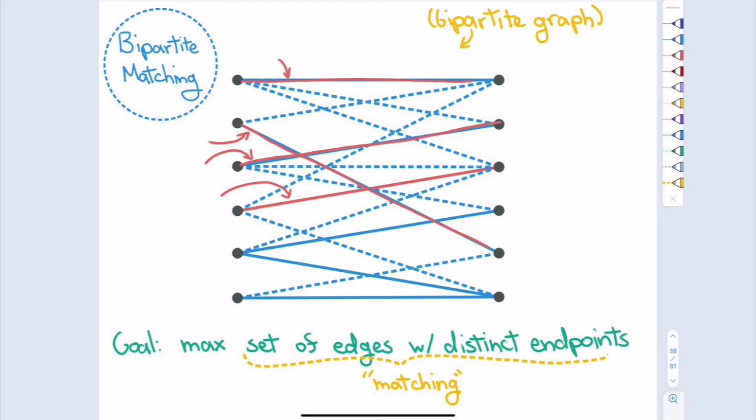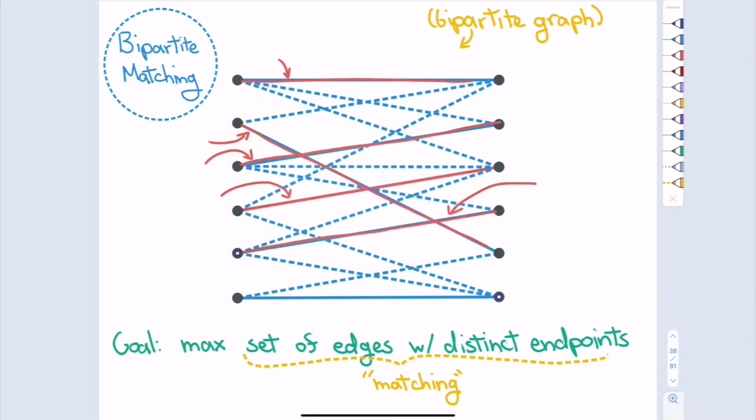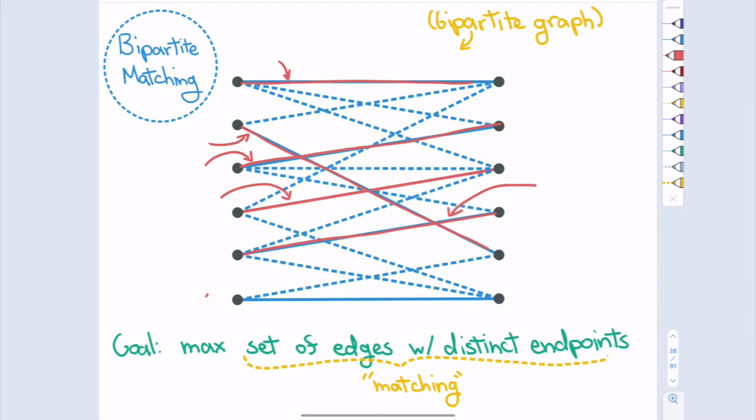Okay, we've got 4. How about, oops, I'm pointing from the right. How about that edge? Okay, I'll add that. That means I cannot take this one. Okay, and then I guess this one. That's a yes. Okay, congratulations, you got 6.